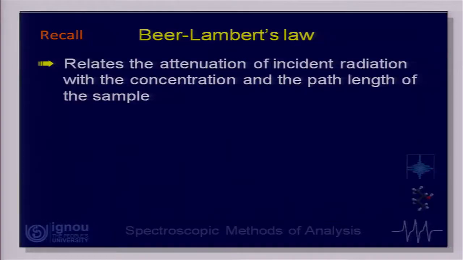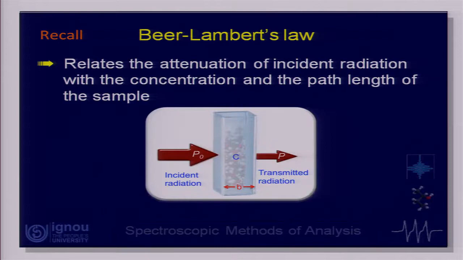Let's briefly recall what the Beer-Lambert law is. You will remember from the previous session that the Beer-Lambert law is a law which relates the attenuation of incident radiation with the concentration and the path length of the medium. Let's understand this. Suppose I have a cuvette, a container, which contains the absorbing species at a concentration C, and this container has a thickness of b. Now, if I pass a radiation of intensity P naught through this container, what comes out is P. So how much decrease has happened, and how is that decrease related to the concentration and the thickness of the medium? That is basically the Beer-Lambert law.